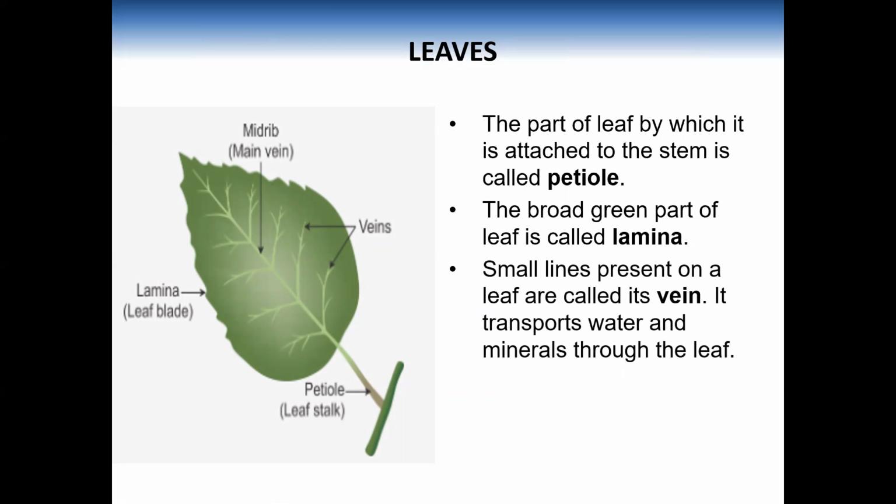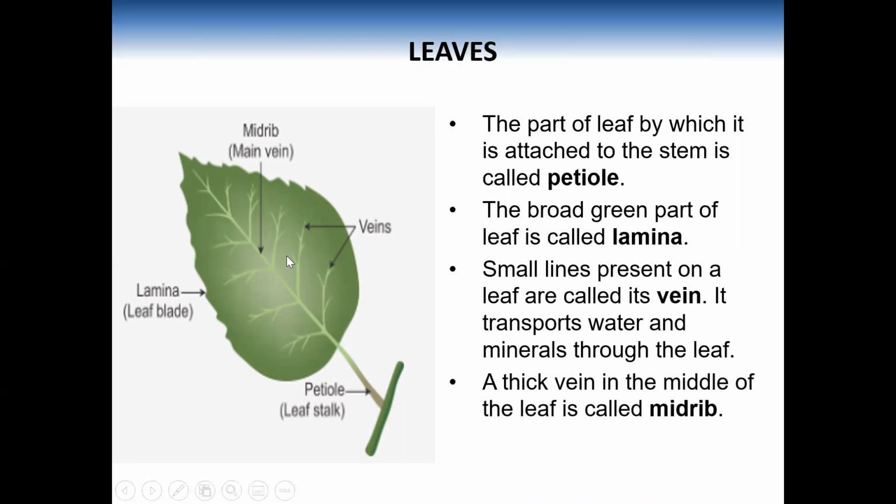Small lines present on a leaf are called its veins. These are the veins that are present on a leaf. They transport water and minerals through the leaf. A thick vein in the middle of the leaf is known as midrib.